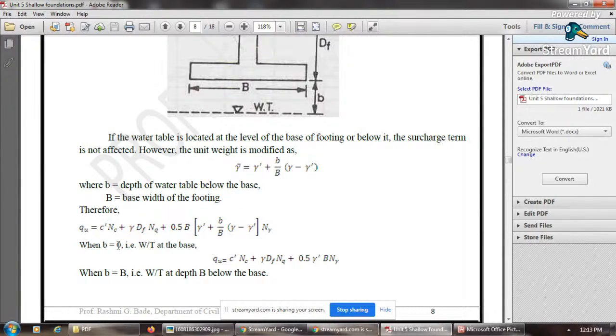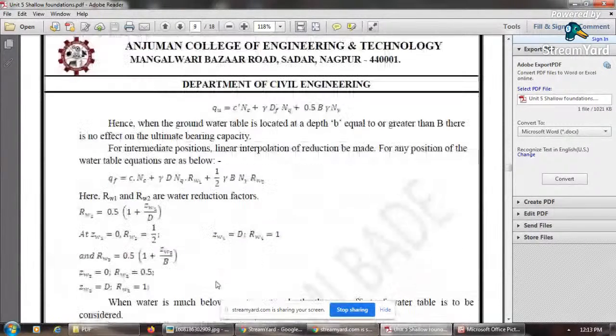Okay. So if we say that b equals 0, that means the water table is at the base itself, at Df, then what will be your qu? So qu will be equal to c' Nc plus gamma Df Nq plus 0.5 gamma' B N gamma. When b equals B, meaning B is the width of this footing, that is, the water table is at depth B below the base, then qu will again remain the same.